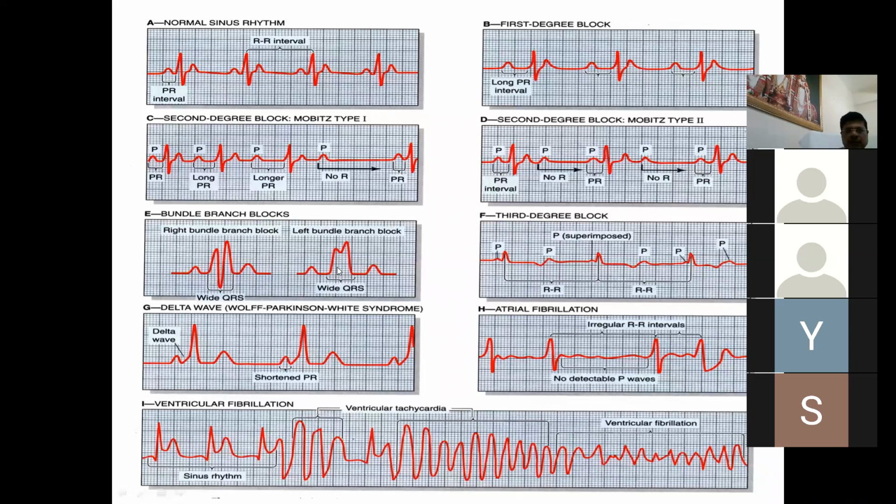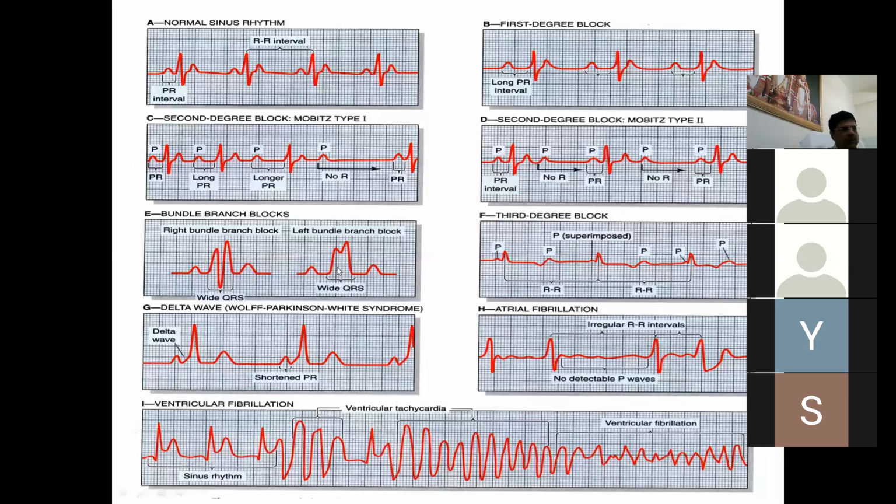RBBB, LBBB, here again so many types are there. You don't bother about all that; when you go to medicine, you'll read that. You can have bifascicular block, meaning two fascicles of the left bundle. The left bundle gives off the left anterior fascicle and the left posterior fascicle. They can be blocked, so that possibility is there. Depending on that, you can have bifascicular, trifascicular blocks and all that.